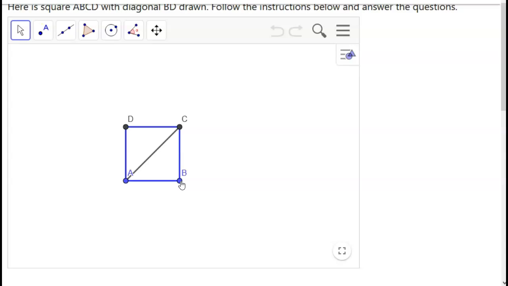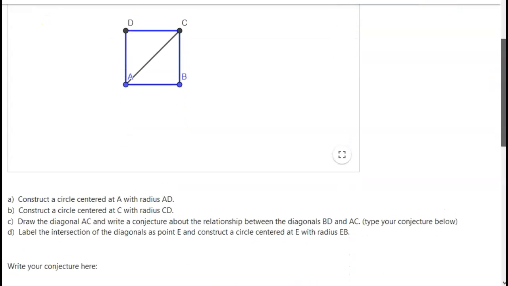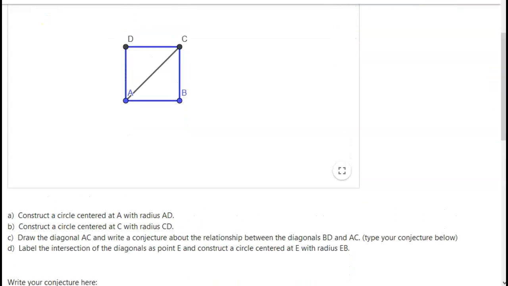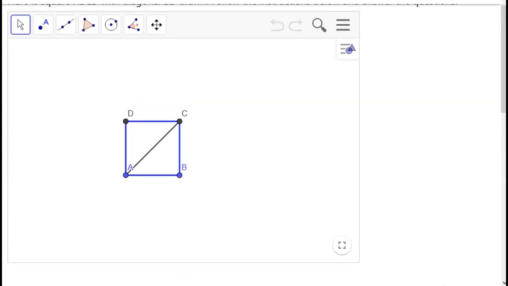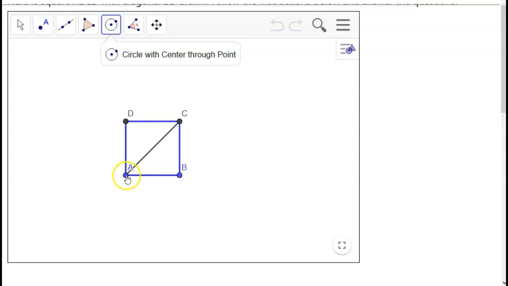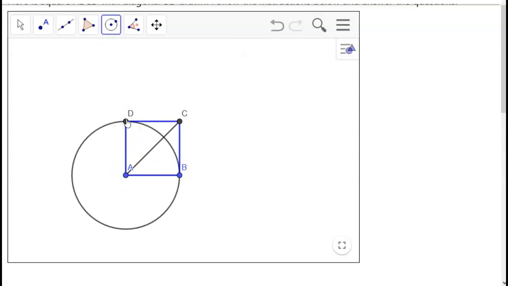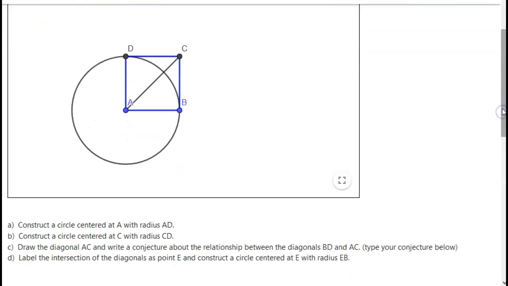And so all we have to do, if we follow these instructions down here, construct a circle centered at A with radius of AD. So that's step number one. Centered at A with radius AD. There's our first one, okay? The second one says construct a circle centered at C with radius CD. So from C, we go to D, okay? Draw the diagonal AC and write a conjecture, and that should actually be DB.